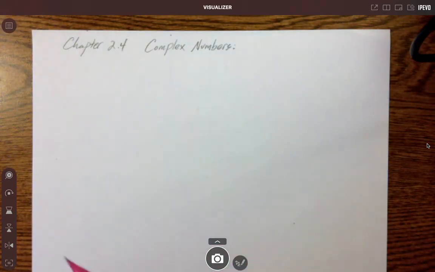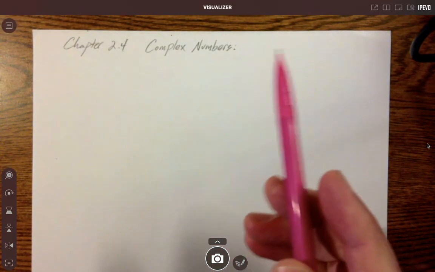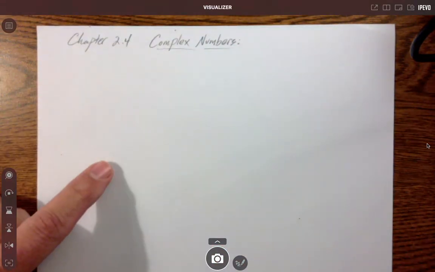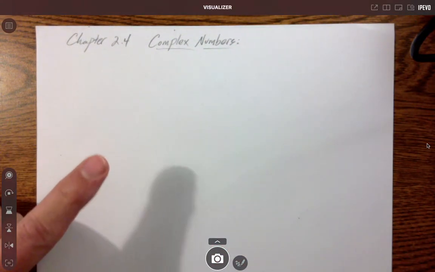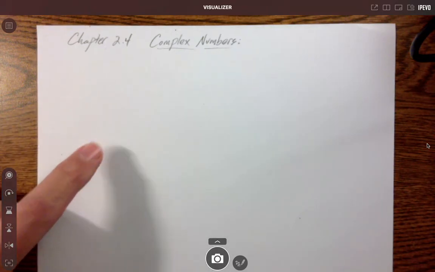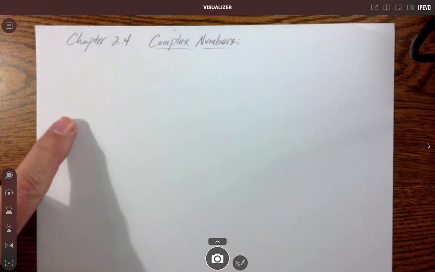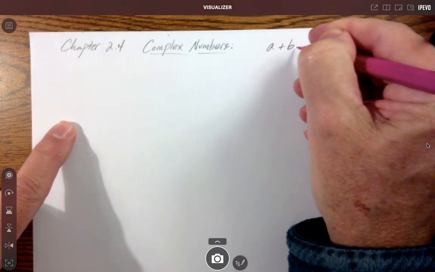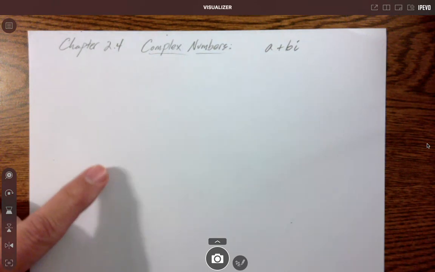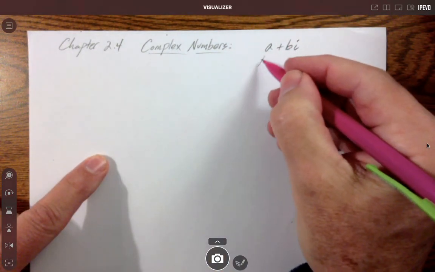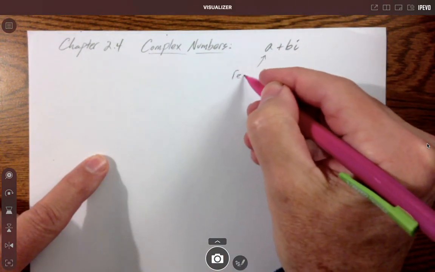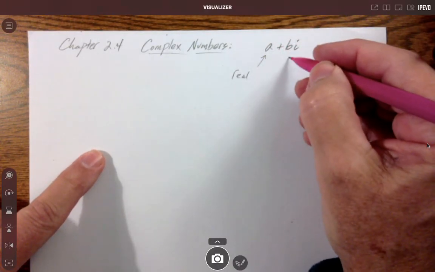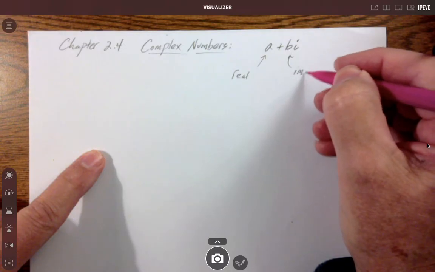So basically, when we say complex numbers, technically complex numbers are all numbers. Real numbers are complex numbers, imaginary numbers are complex numbers. Complex numbers have the form a plus bi, where a is what we call the real part. So that's the real part of it, and the bi is your imaginary part.